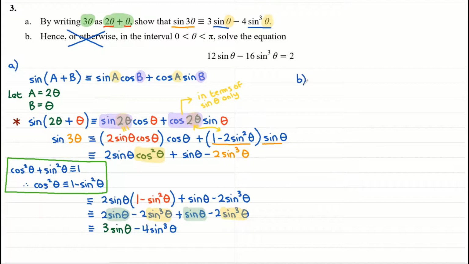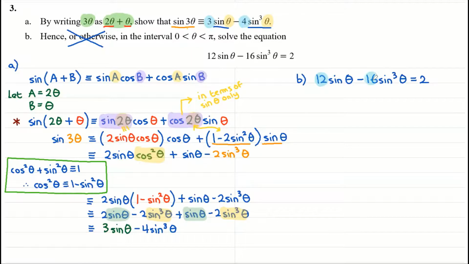we have to solve this awkward looking equation. So I'm just going to write it down. So it's 12 sine theta subtract 16 sine cubed theta is equal to 2. So how does this fit in with what we've just found? Well, you'll notice it's almost the same, isn't it? There's just, it's 3 and 4 here, and unfortunately, we've got this pesky 12 and 16 here.